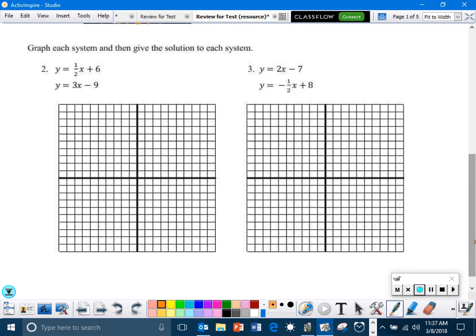Graph each equation, then give the solution. All right, so let's start with this one right here. Let's graph our y-intercept, which is 6. Our slope is 1 over 2, up 1 over 2. And then I'm going to go backwards. Please put your dots all the way through the graph.